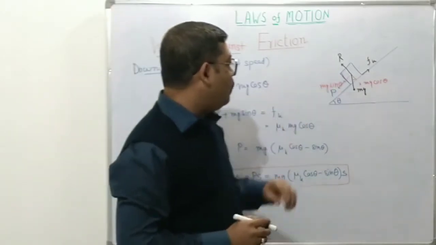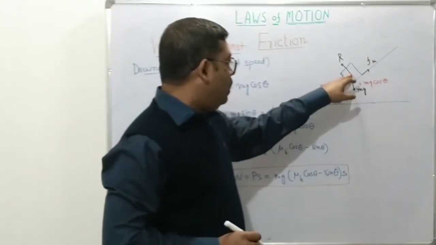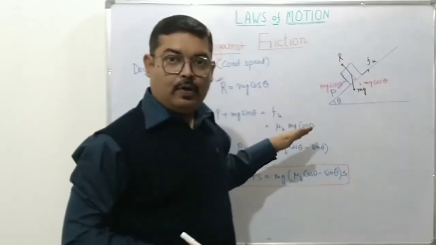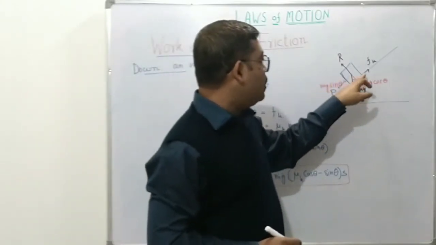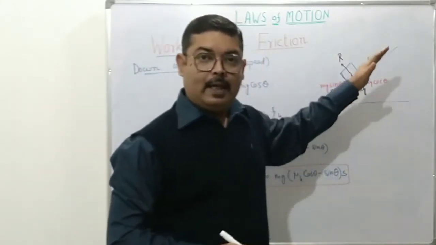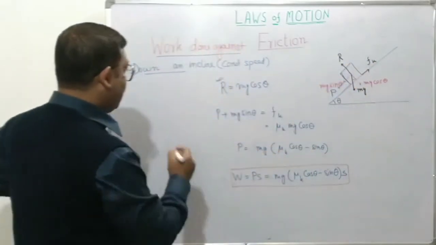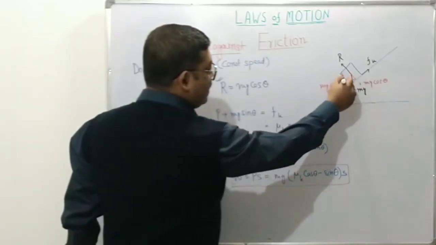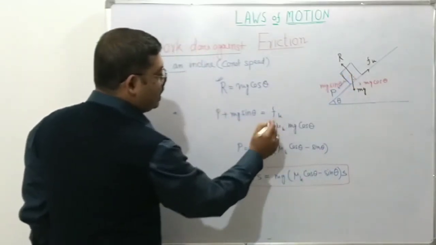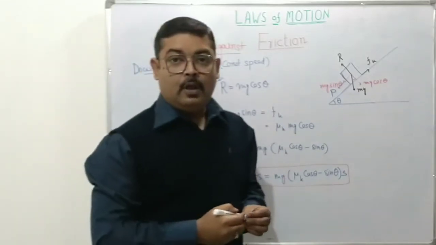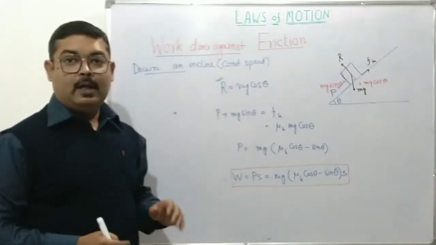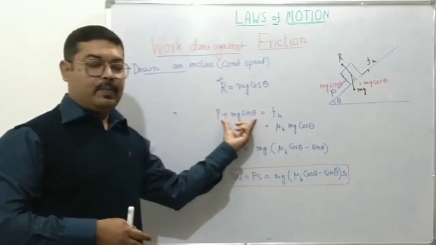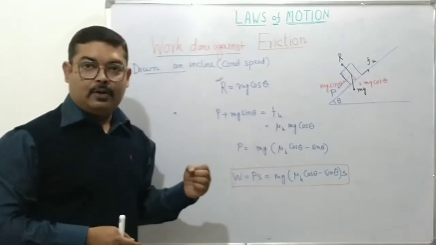However, down the plane, the pull will now be down the plane. So the force P will be applied downwards. As a result, a frictional force Fk will now act up the incline. So in this case, the net downward force will be P plus mg sin theta, and that must equal the frictional force, so that the object moves with constant speed. There should be no acceleration, so the net force must be 0. So the net downward force along the incline must be equal to the net upward force along the incline.